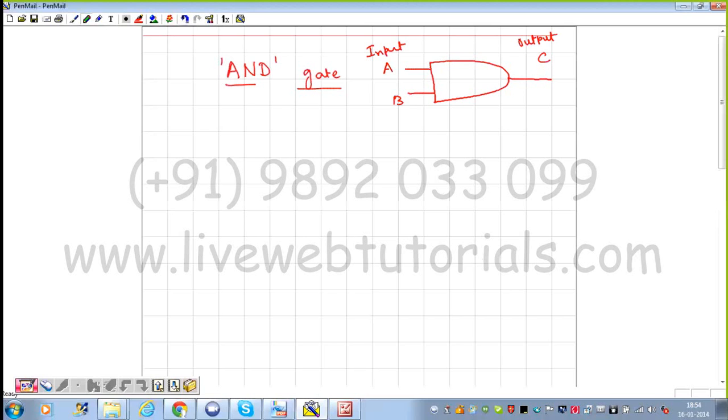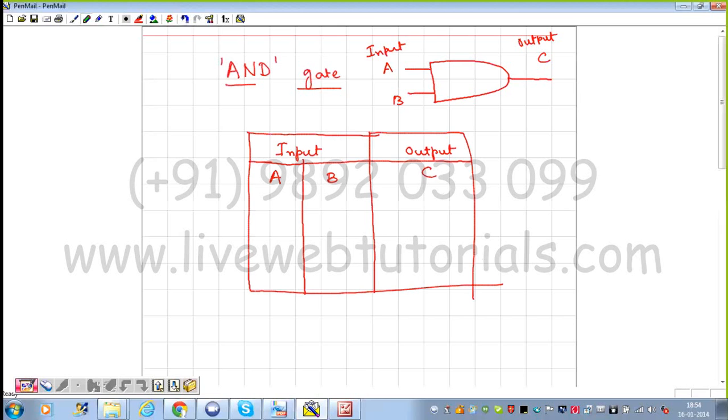So first I'm going to write what is the input. There are two inputs, one is A and second one is B, and there is one output which is going to be C. We are going to have four possibilities. Both of them have current. A has current, B doesn't have current. A has no current, B has current, and A and B both do not have current. So on the basis of this we are going to get the output at C.